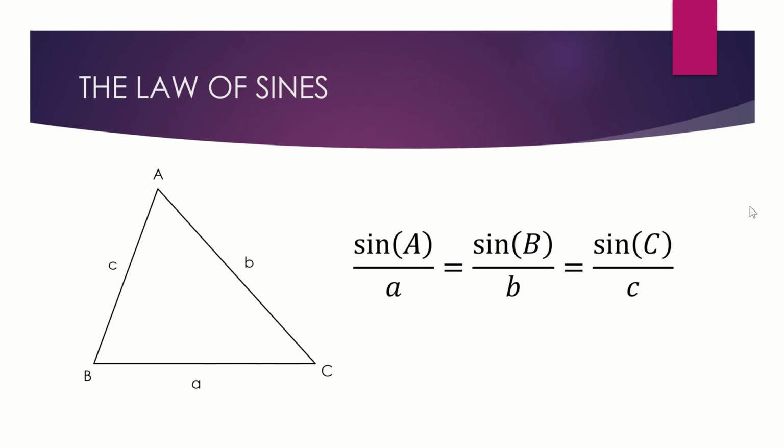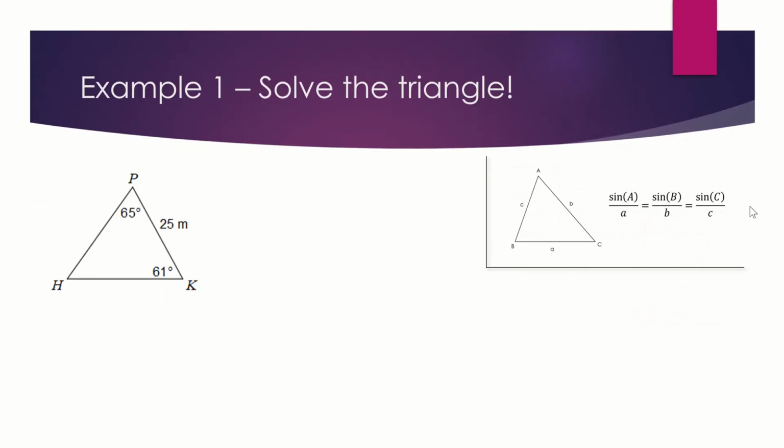So let's put this into practice with this example 1. We're going to be solving the triangle, and this is a case of angle, side, angle. So we're trying to figure out this angle right here and these two. And actually, without using the law of sines, we can figure out what H is, because we know that the three angles of a triangle have to add up to 180 degrees. We also know that angle P is 65 and angle K is 61, that's given. So we can subtract those two angles from 180 to get the measure of angle H, which is 54.